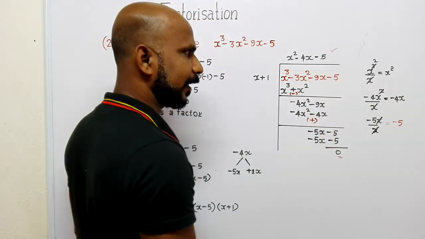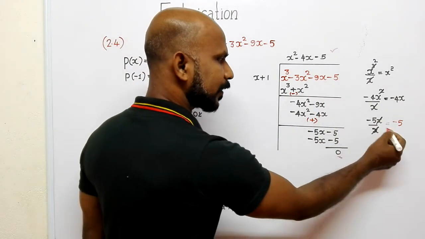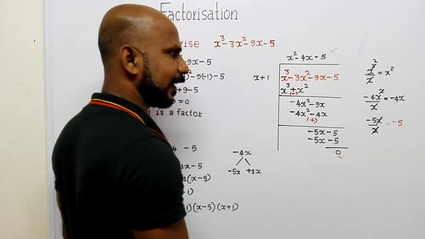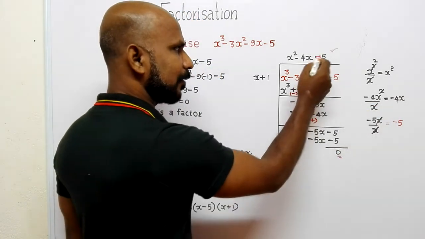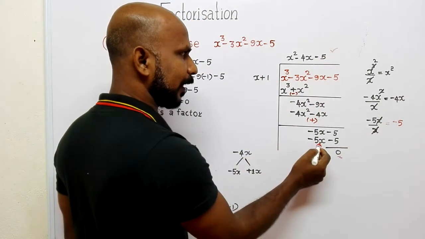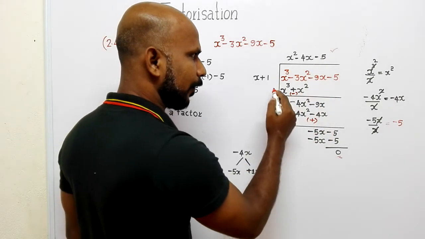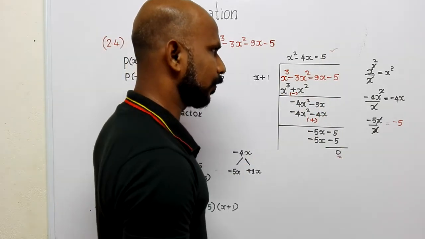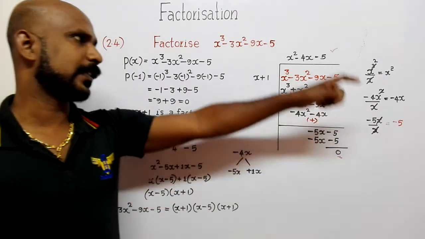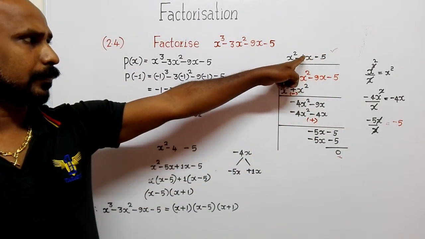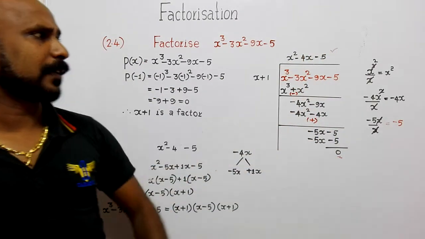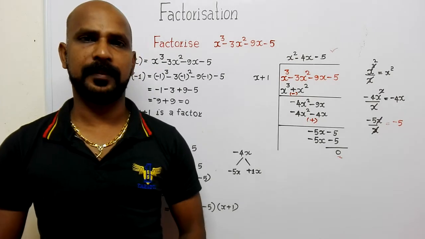Again, bring down minus 5. Then take minus 5x divided by x, x gets cancelled, and we write minus 5 on top. Minus 5 into x, minus 5x. Minus 5 into 1, minus 5. The remainder we got is 0. So we understood that the quotient is x square minus 4x minus 5.